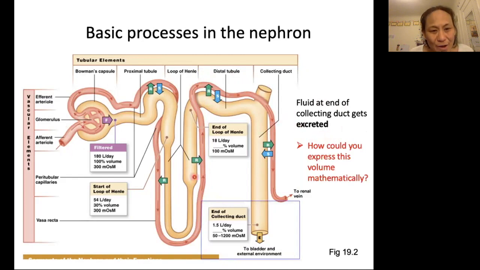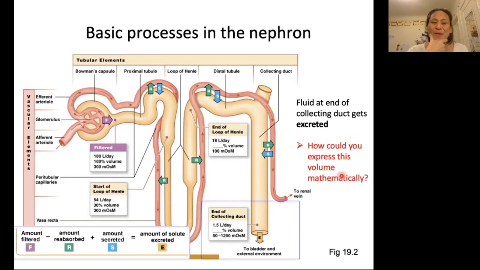Looking at these other processes here, how could you express this volume, the volume being excreted, mathematically? So think about that for a moment. How would you express that? Hit pause if you need to. Okay, so the amount that we end up excreting is going to be the amount that we filter, right? So the amount that's entering the tubule to begin with, minus the amount that gets reabsorbed into the body, plus the amount that we are secreting into the tubule. Okay, so that's going to be the amount that we excrete.